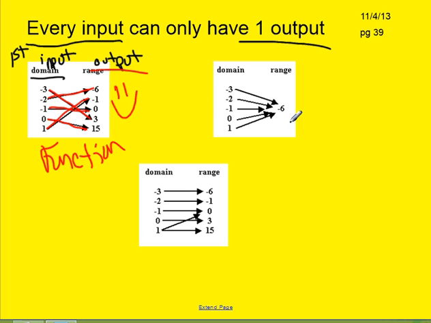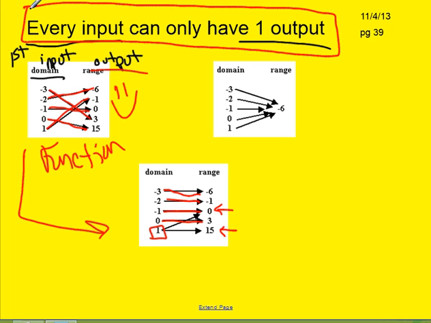Let's take a look. I want to skip this one for now, and I want to go down to the one here on the bottom. I have -3 always going to -6. I have -2 going to -1, -1 going to 0, 0 going to 3, but now I have a problem. This diagram says that if you put a 1 into your function machine, sometimes you'll get a 0. Follow that arrow. Sometimes you'll get a 0. And sometimes you'll get a 15. That breaks the number one rule of functions. Every input can only have one output. So this example here, this diagram, is not a function.